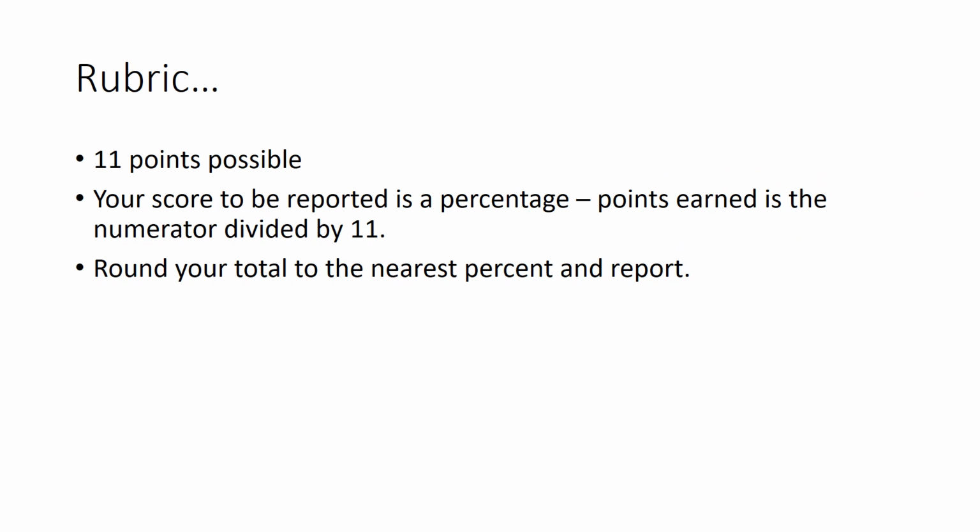Now, if you added all these things together, what you find is that there were 11 points possible, and I want you to report your score as a percentage. So take your points earned as the numerator and divide it by 11, and then round your total to the nearest percent and report. In fact, I'm okay if you round it up to the nearest percent and report your score.